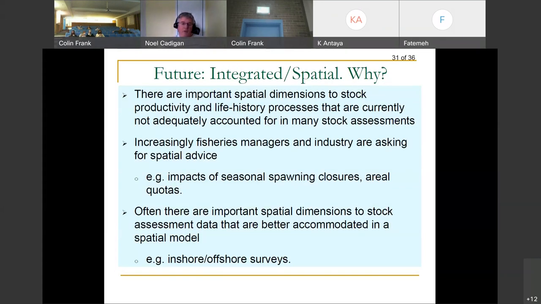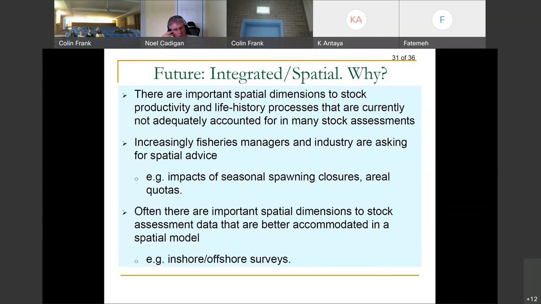I mentioned spatial. We've done all this stuff with integrated assessment models, but still they're not good enough, because there are important spatial dimensions to stock productivity and life history processes that what I call space-aggregated assessment models, like total stock assessment models, just can't adequately account for.